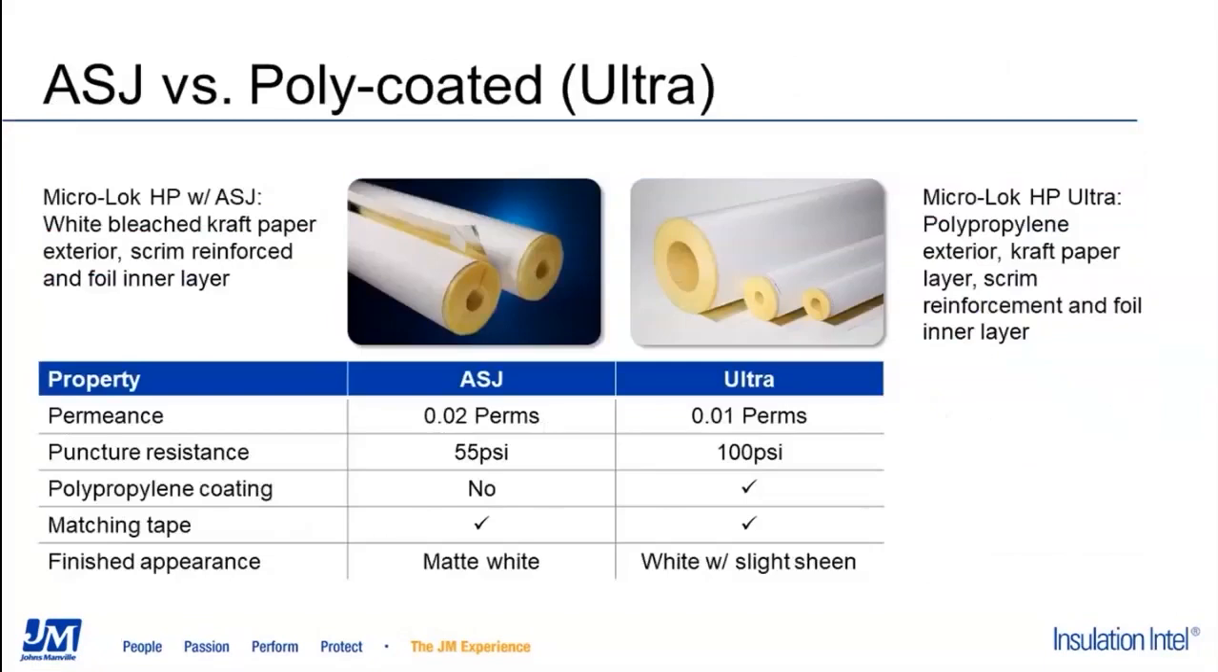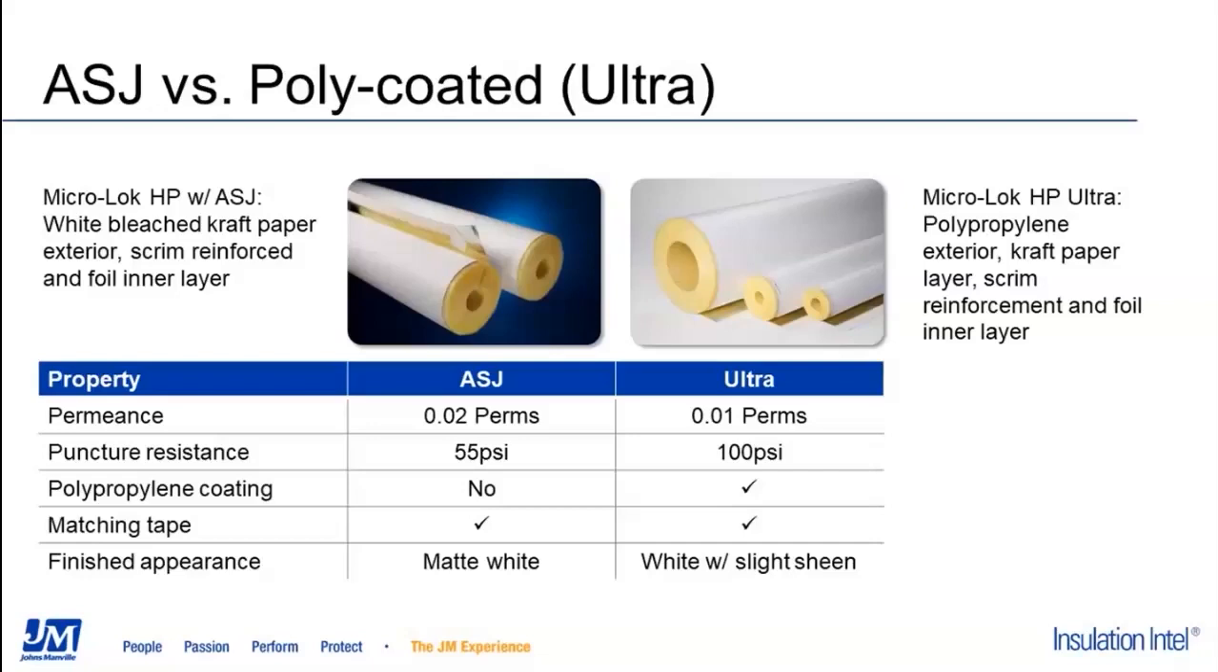Earlier, when I covered fiberglass insulation, I mentioned that it is offered with two different types of factory-installed vapor retarders. There's ASJ, which is composed of an aluminum foil inner layer, reinforcing scrim, and an outer white kraft paper layer. It has a perm rating of 0.02 and a puncture resistance of 55 psi. At JM, our Ultra offering is a poly-coated version of ASJ. It's essentially the same vapor retarder, just poly-coated.